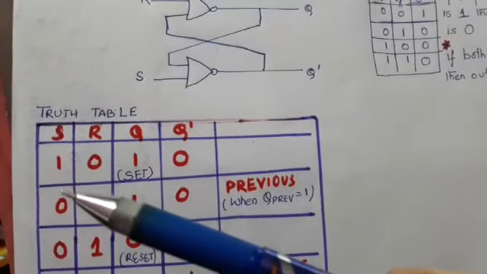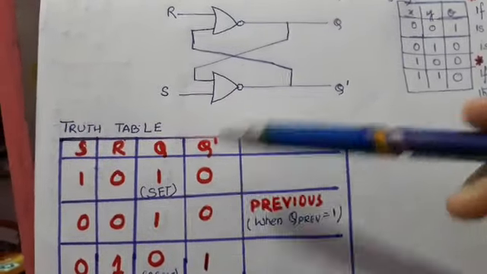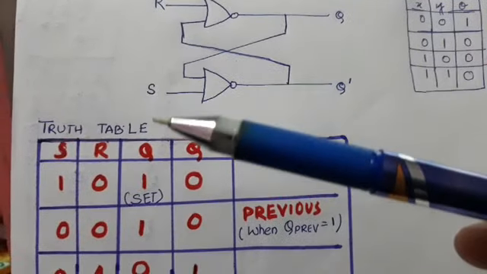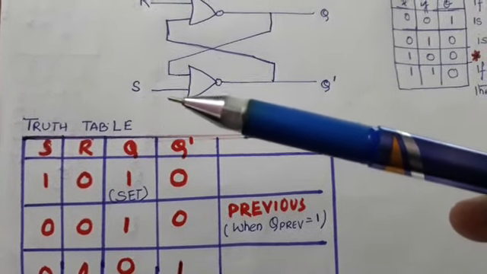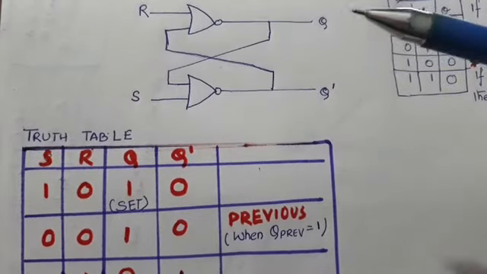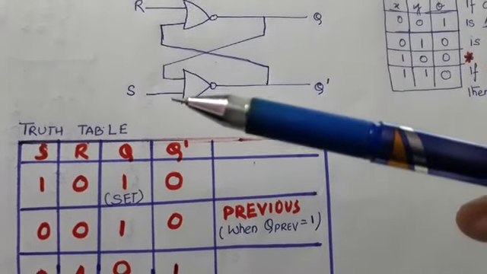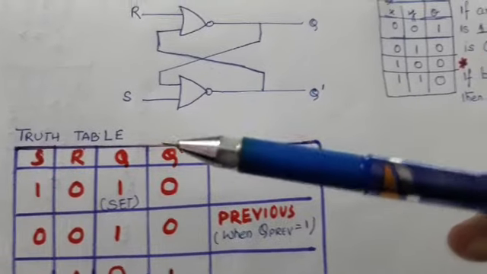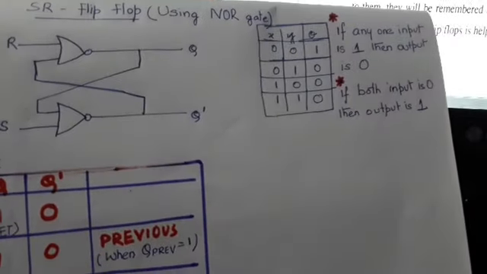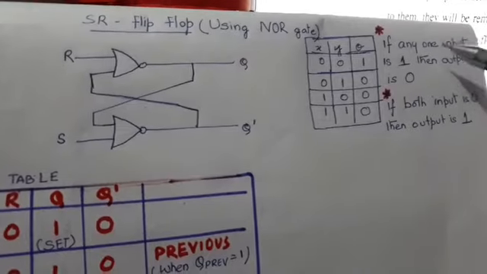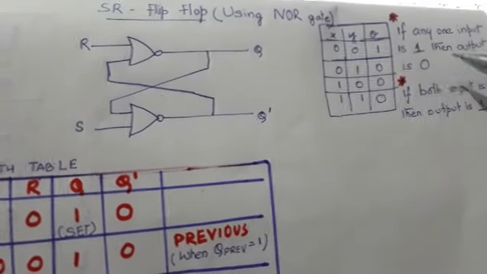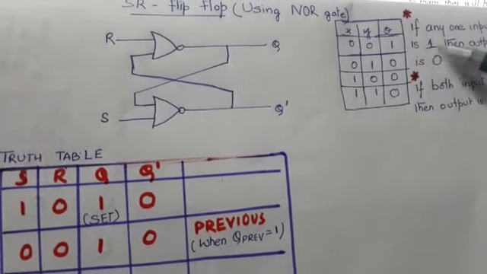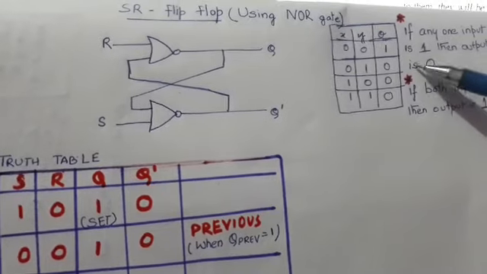We are starting with 1 0, S being 1 and R being 0. So if S is 1, what is the value of Q? We don't know, we have to deduce that. But from this pattern, we know that if any one input is 1, then the output is 0. So that is why this pattern was observed. We will implement it here.